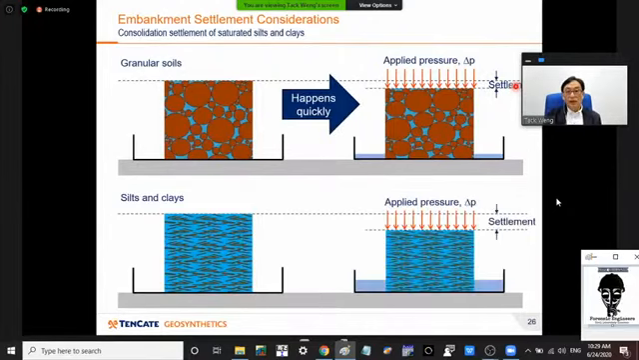With silts and clays, as you remember, I mentioned the fine-grained soil soaks up a lot of water and changes in phases. So if you have saturated clays, the same applied pressure can cause significantly higher settlement, and also this happens slowly. The reason for this is that fine-grained soils have low permeability. It takes a long time for that excess water pressure to be dissipated away.